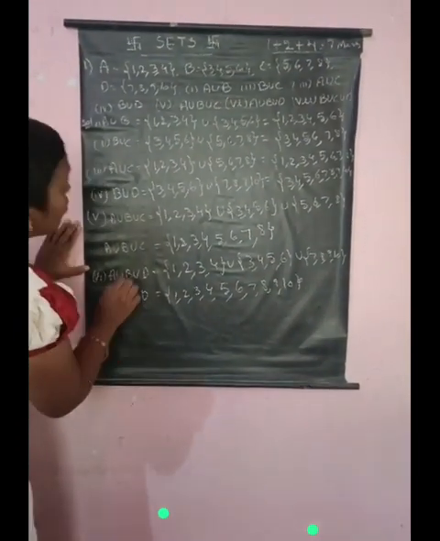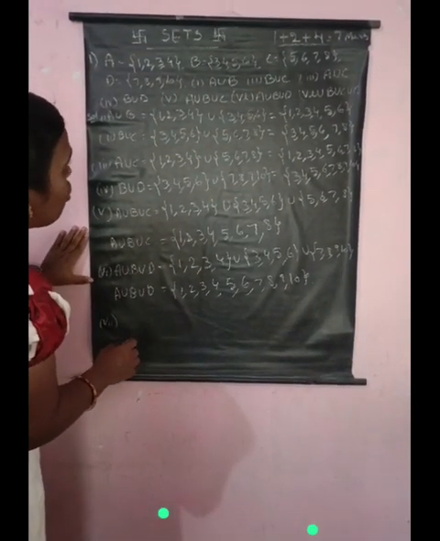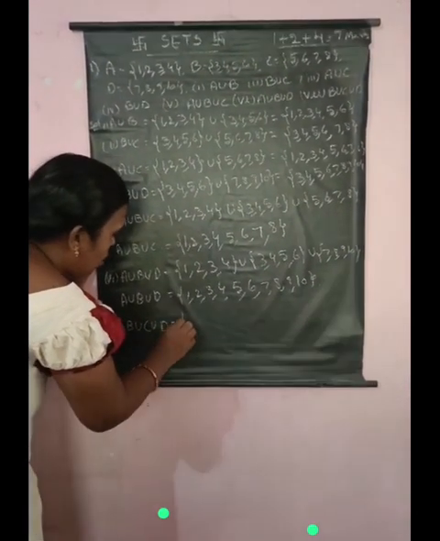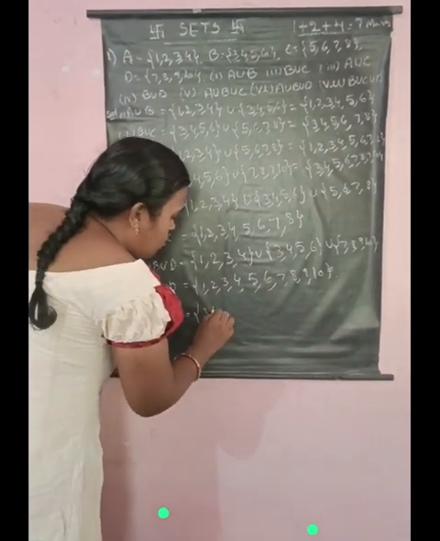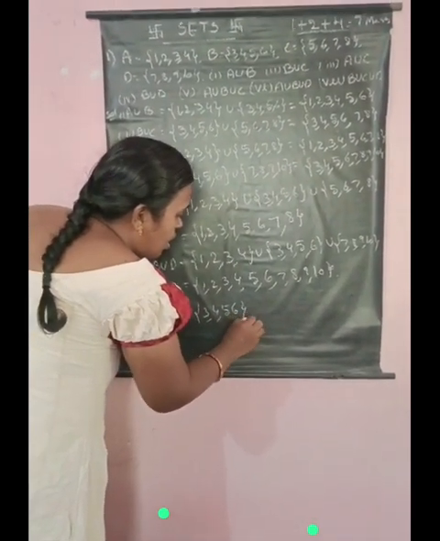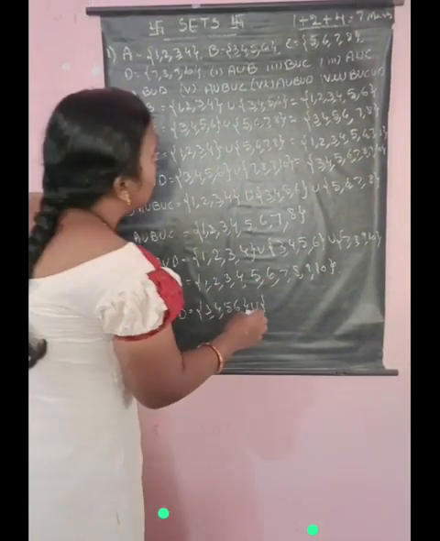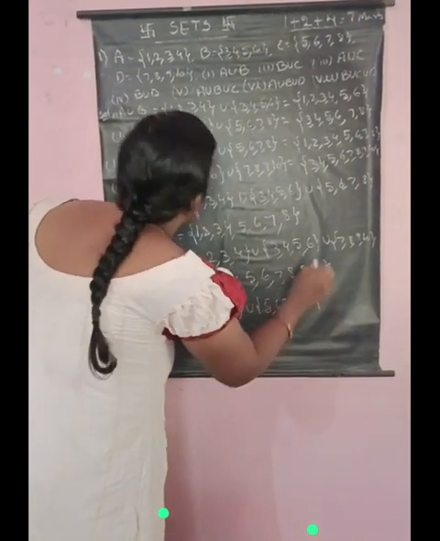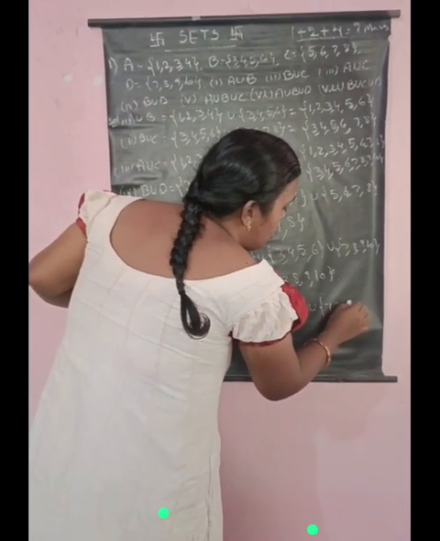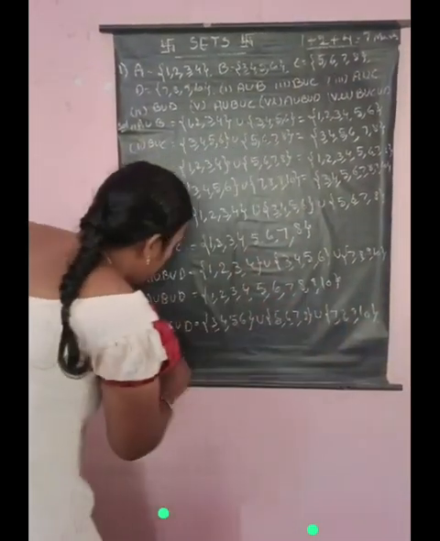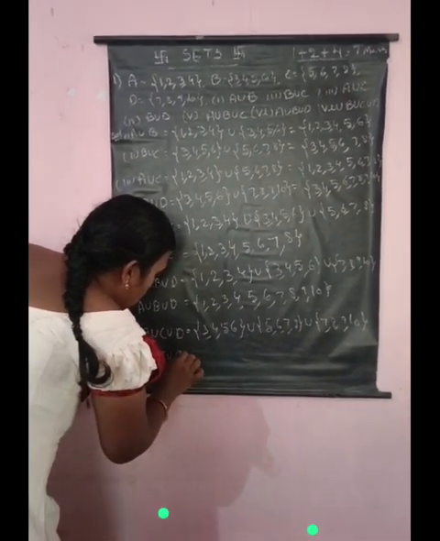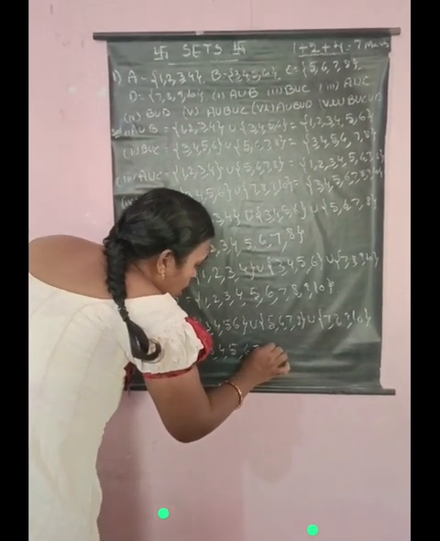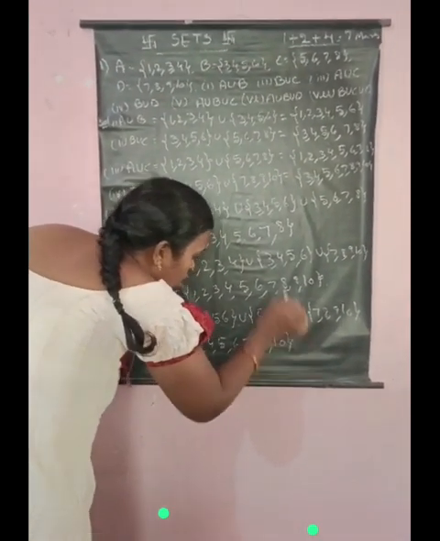Seventh one, B union C union D. Then B set 3, 4, 5, 6. Union C set 5, 6, 7, 8. Union D set 7, 8, 9, 10. Then we get B union C union D equal to 3, 4, 5, 6, 7, 8, 9, 10. Please note down the problem.